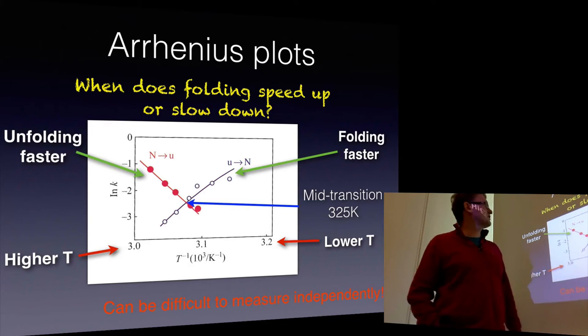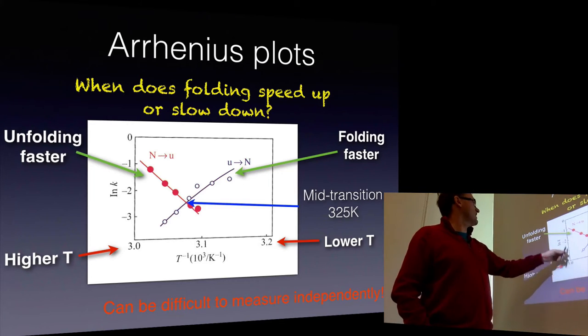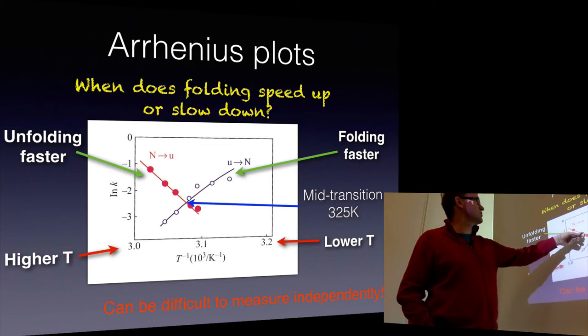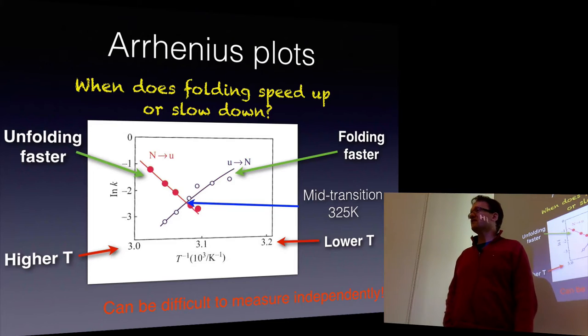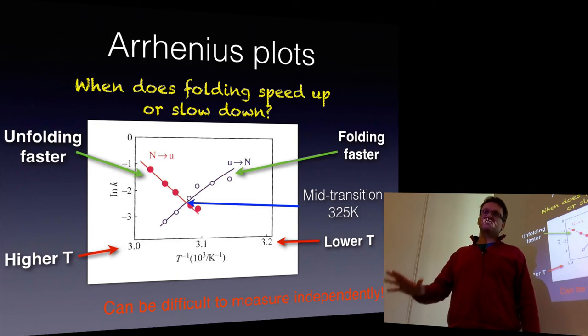So if you just for a second look at the red one here. What the red one says is that this happens to be how fast you go from native to the unfolded state. And at very high temperature, this happens fast. And as the temperature goes down, it's slower and slower and slower. That is completely normal. That's how most chemical reactions work, right? If you don't know anything about a chemical reaction and you would like it to happen faster, what can you usually do? Increase the temperature. That's always a good bet.